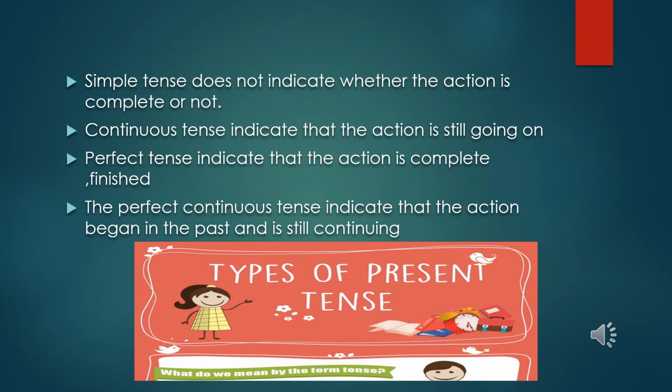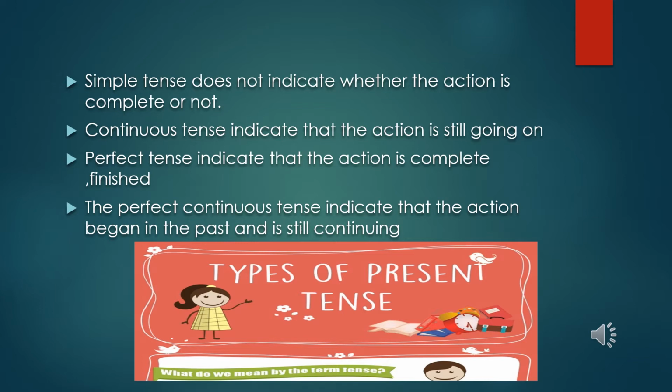Now, a general description about tenses: all these tenses have a simple form, a continuous form, a perfect form, and a perfect continuous form as well. So, simple tense does not indicate whether the action is complete or not. We just know that the action is there. We don't know whether the action is completed or not.